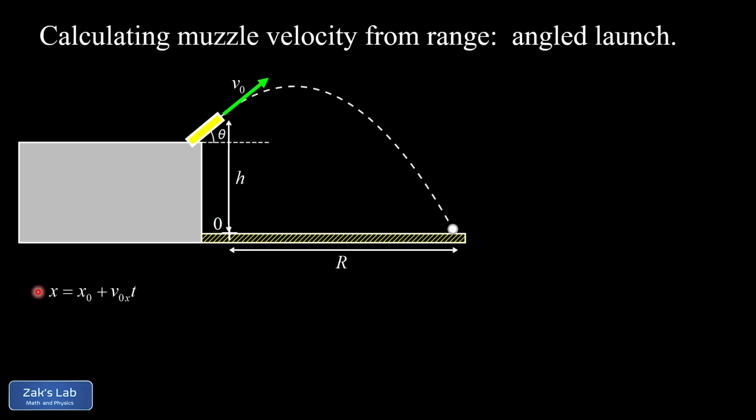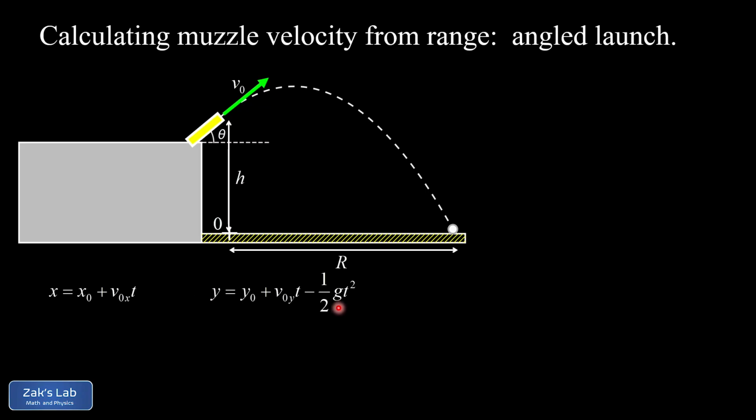So we write down the horizontal equation of motion for the projectile, and that's x equals x naught plus v naught x t. That just says the x velocity is constant. There's no acceleration in that horizontal direction. And then we write down our vertical equation, that's y equals y naught plus v naught y t minus 1/2 g t squared. And in the vertical direction, we do have an acceleration, and that acceleration, as usual, is negative g.